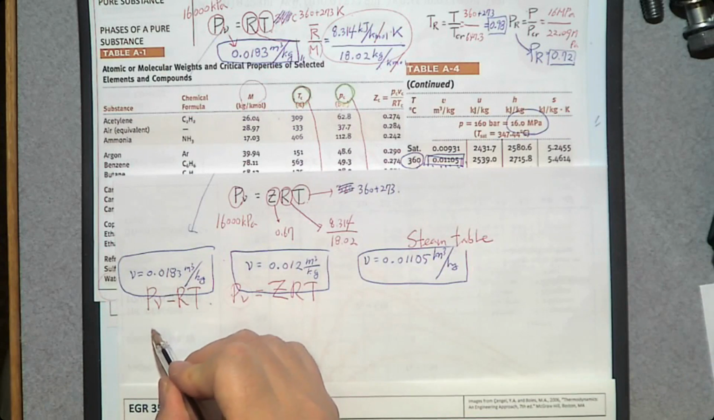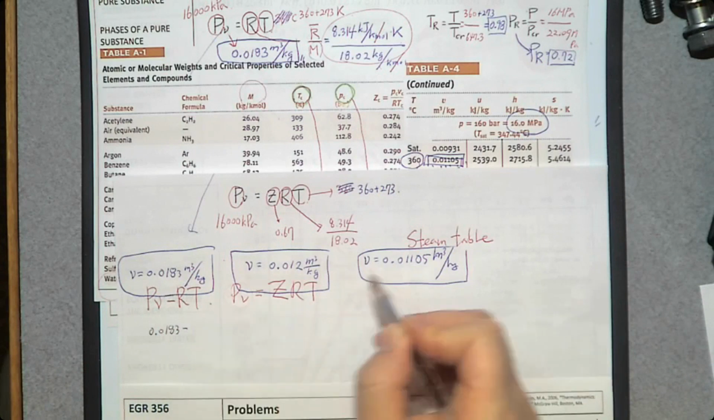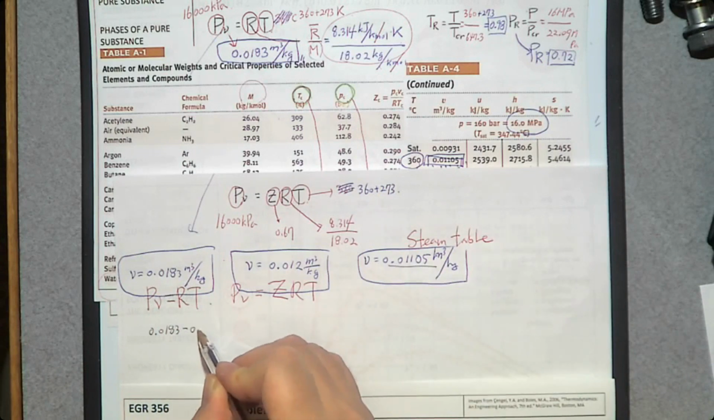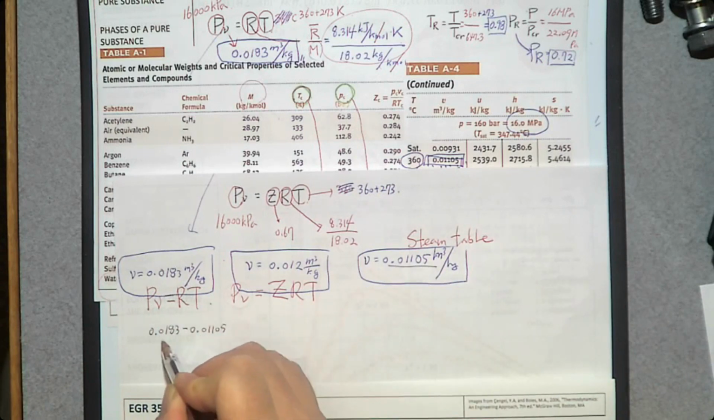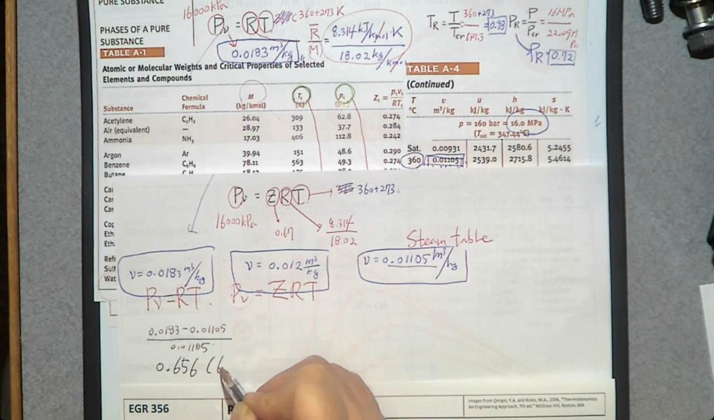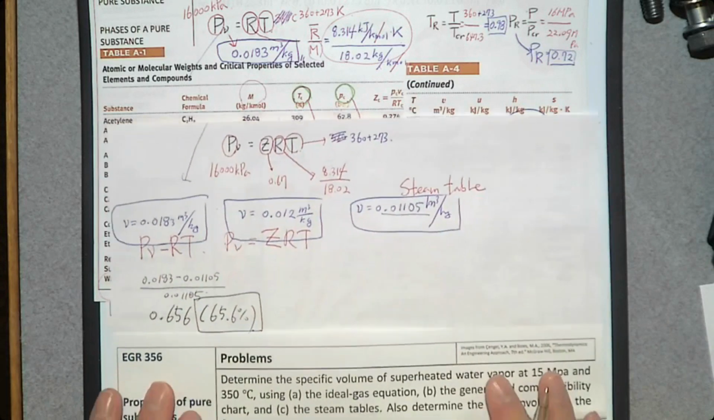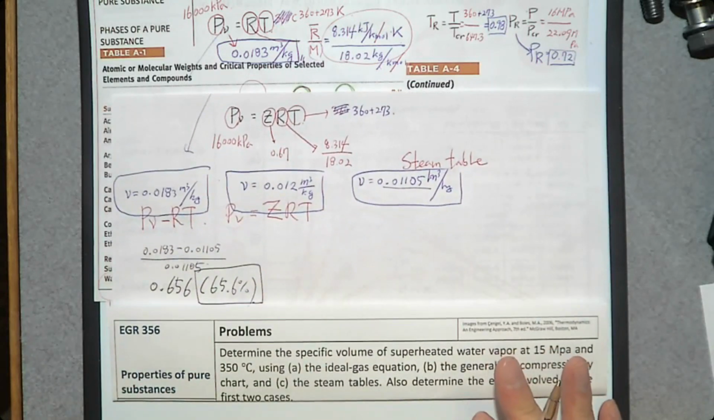So how do you determine this error? 0.0183 minus the reference value, this one, 0.01105 divided by 0.01105. Then the error is going to be 0.656, approximately 65.6%. So do you accept this error? No, that's too much, right? That's why we cannot use the ideal gas equation for water.